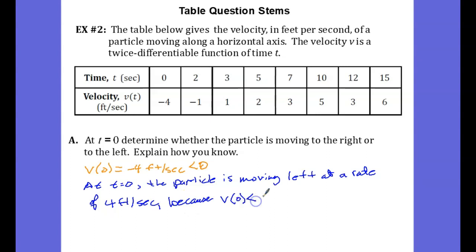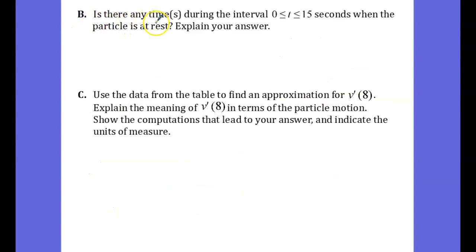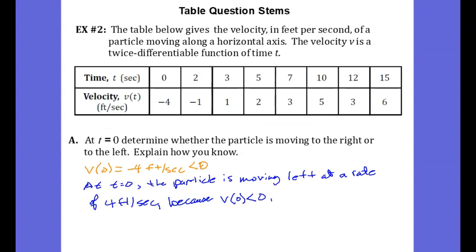Part B, is there any time or times during the interval from 0 to 15 seconds when the particle is at rest? Explain your answer. So in other words, when is the velocity equal to 0? Well, we can really just jump right into answering this, but we need to be very careful. And the reason is we're going to use the intermediate value theorem, and we want to make sure that we are providing a cogent argument for its application.